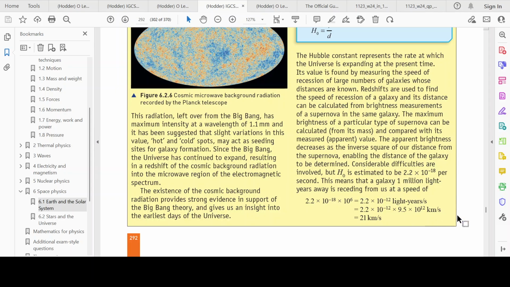So converting light years into actual figures, 1 light year is, as we did yesterday, 9.5 times 10 to the power 12 kilometers. And so you do the math and you get 21 kilometers per second. So a galaxy that is 1 million light years away from us is moving away from us at a speed of 21 kilometers per second. And that is fast. But then other stuff is moving faster.